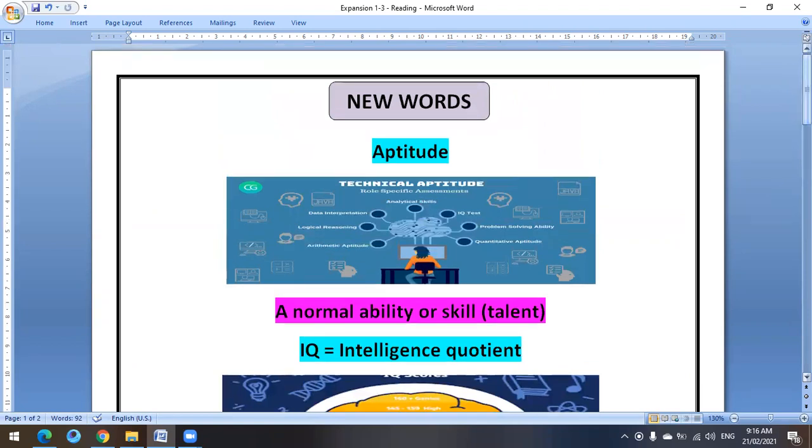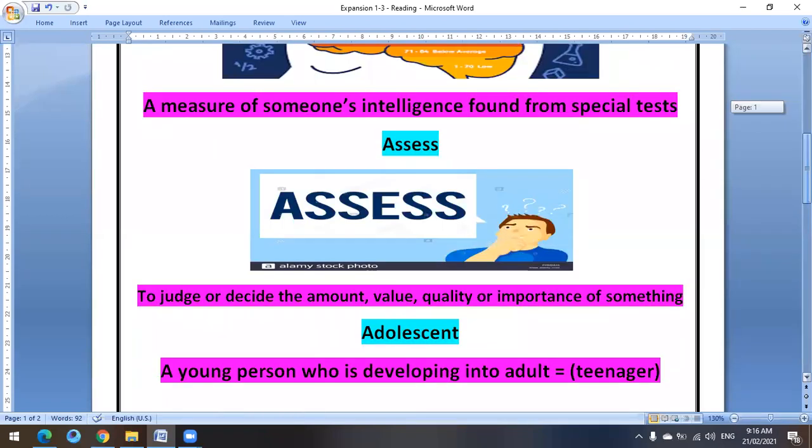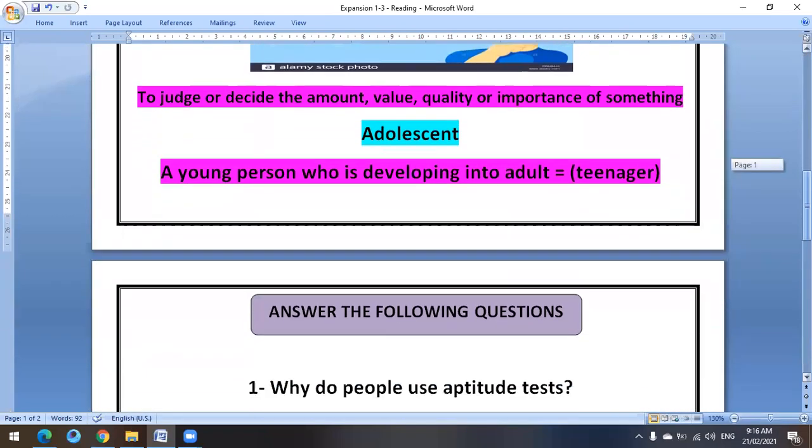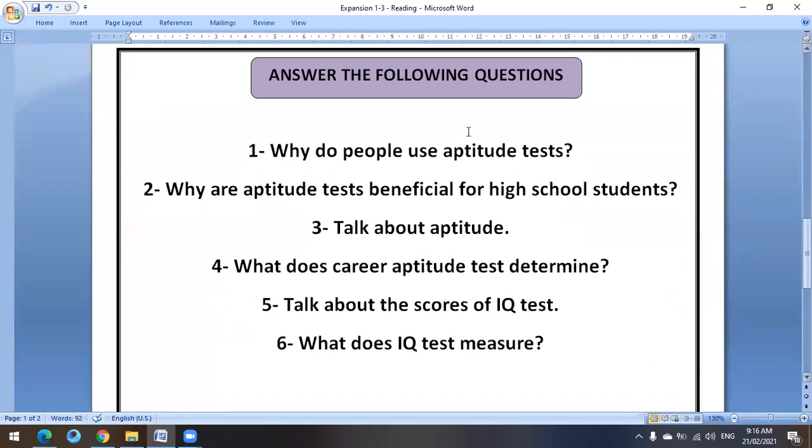So now are you ready to start our lesson today? Are you ready? Yes. Okay, let's go. So here we have the questions. Answer the following questions. The first one: why do people use aptitude tests? This is the first question with us today.